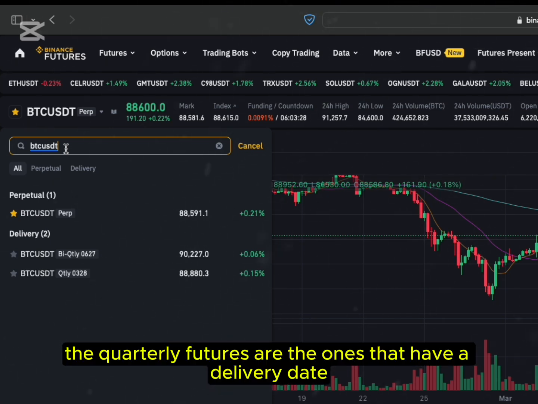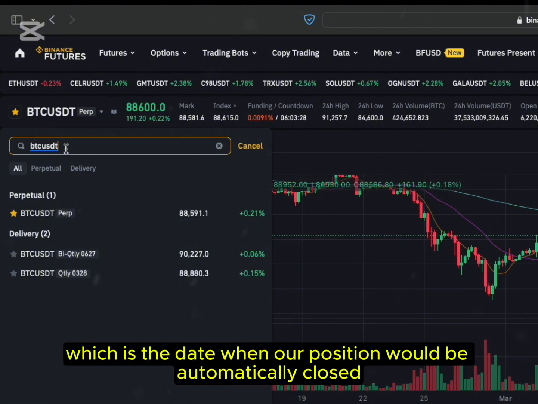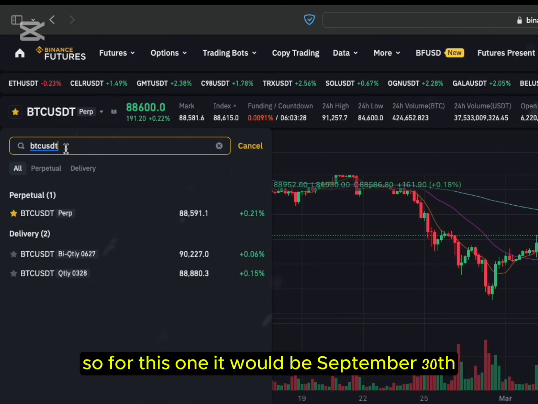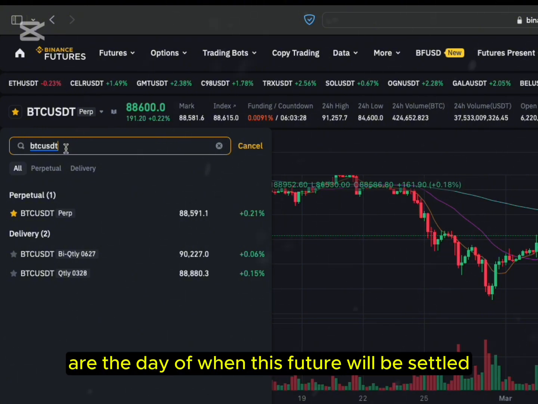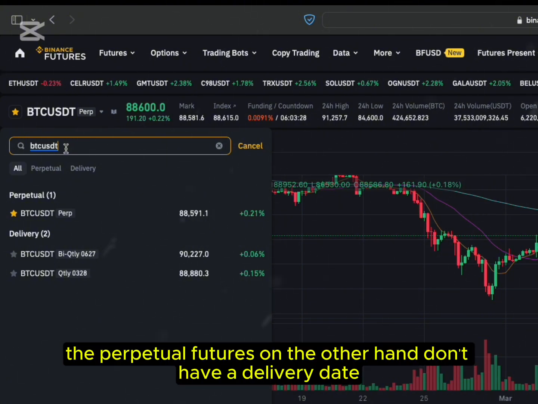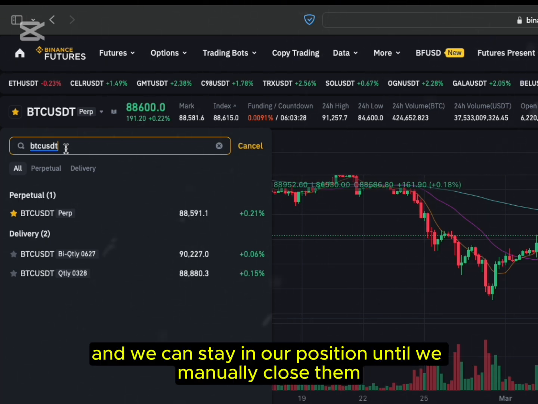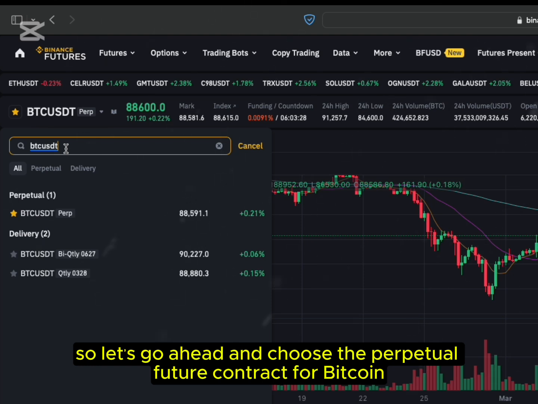The quarterly futures are the ones that have a delivery date or expiry date, which is the date when our position would be automatically closed. So for this one, it would be September 30th. The first 2 digits here are the month, and the last 2 digits are the day of when this future will be settled. The perpetual futures, on the other hand, don't have a delivery date, meaning they will never expire, and we can stay in our position until we manually close them. And we don't have to worry about our future expiring. So let's go ahead and choose the perpetual future contract for Bitcoin.